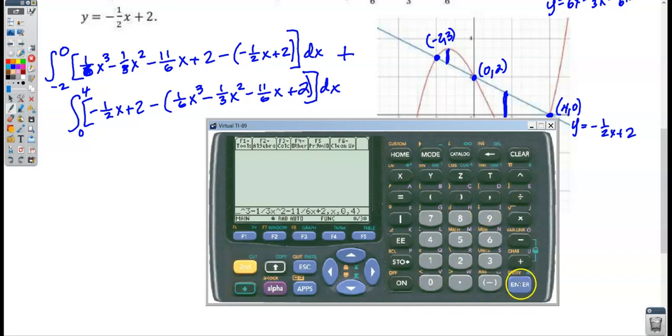And now I can go ahead and hit enter, and uh-oh, I'm missing a parenthesis. Is it here? All right, let me double check and make sure I typed everything in correctly.